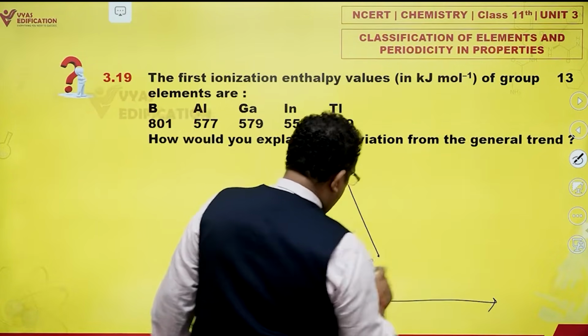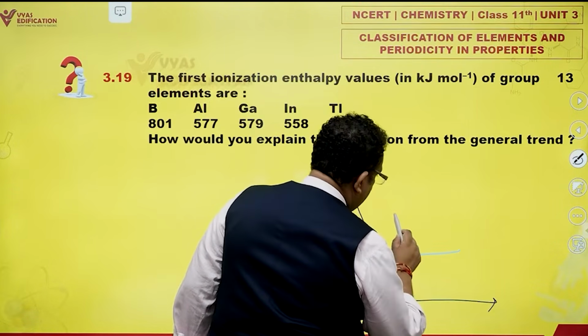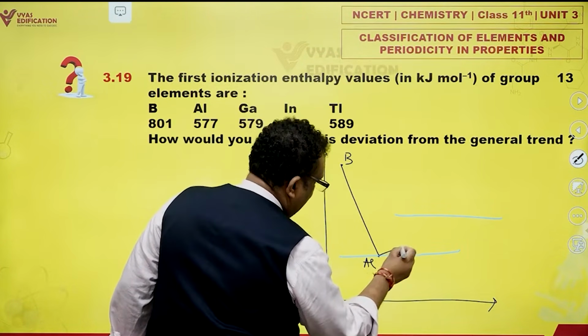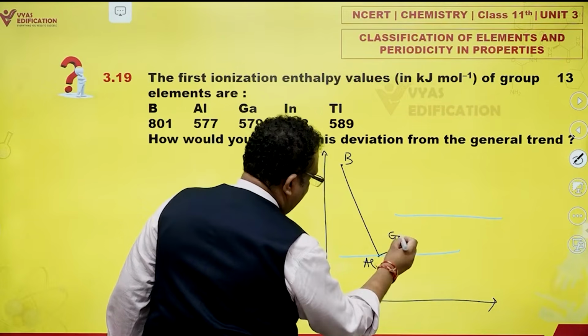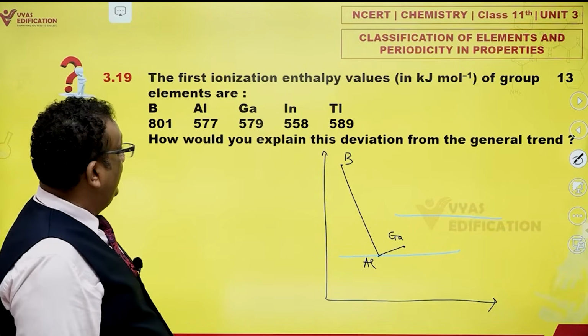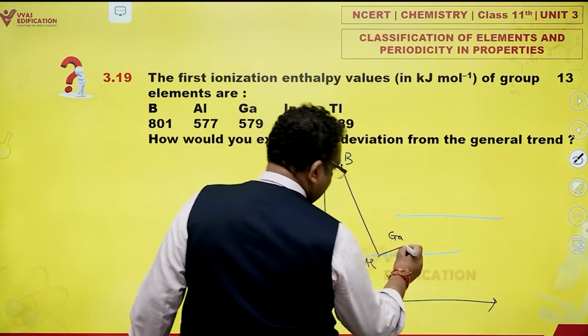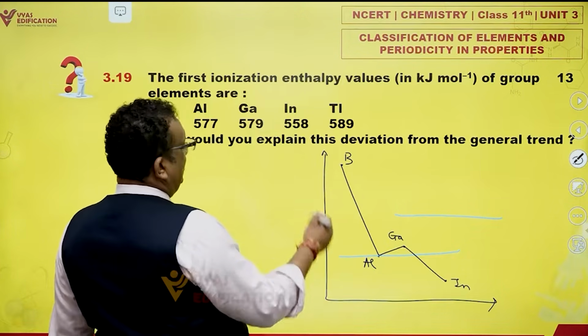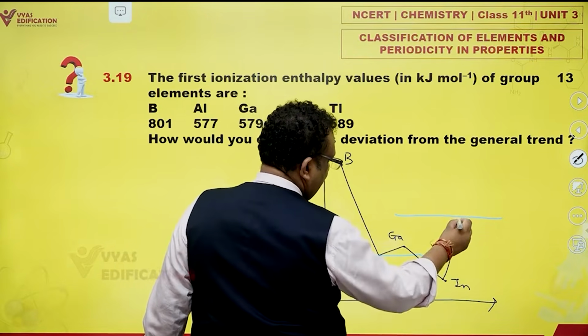Just allow me to make a reference line so that we can do it again properly. Gallium goes very slightly up, yeah. Barely 2 kilojoules per mole, but it's significant. And then indium further dips down. And then, shamelessly, thallium shoots up.